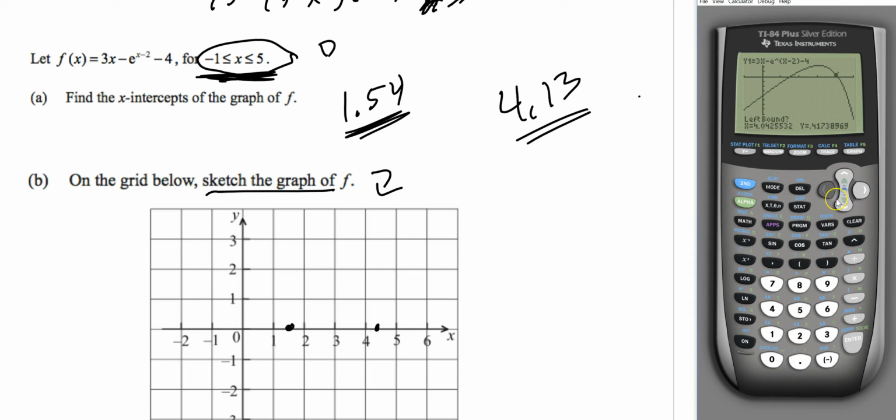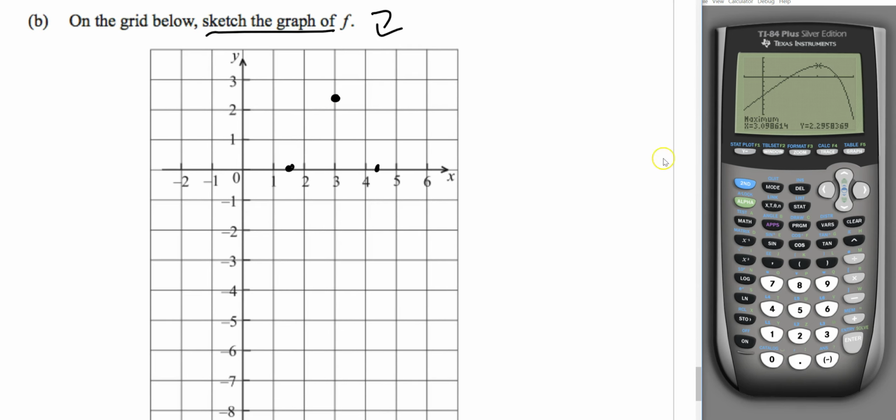So let me find my max real quick. Let's go left of the max, and then to the right of it. My max is at 3 and about 2.29. So around 3 and 2.29. You don't have to be perfect, but around there. And then look, the way my graph goes, the lowest it goes is over there to about, now again, I don't want to go past 5, so it looks like it's fairly far down there. Like we're going all the way to -11.